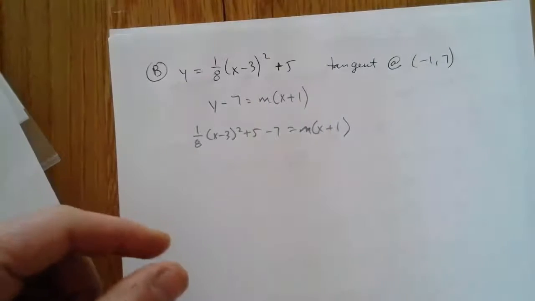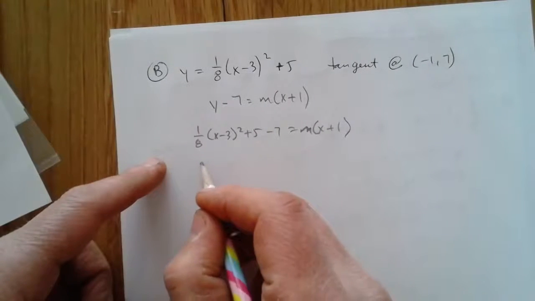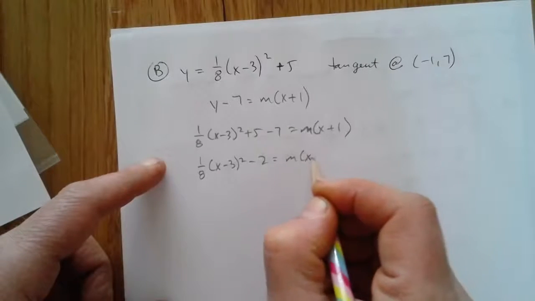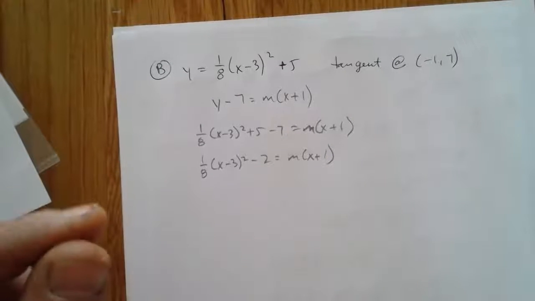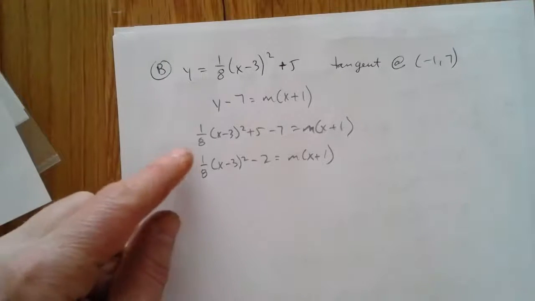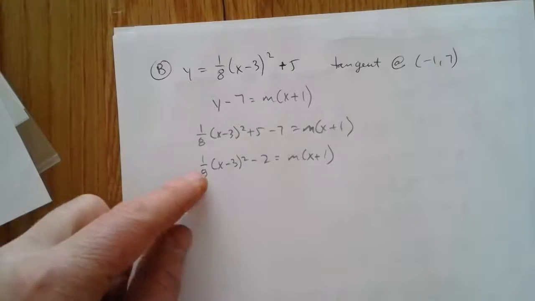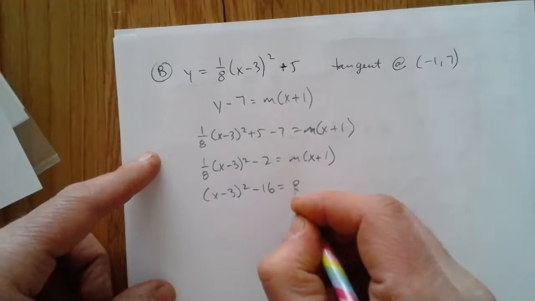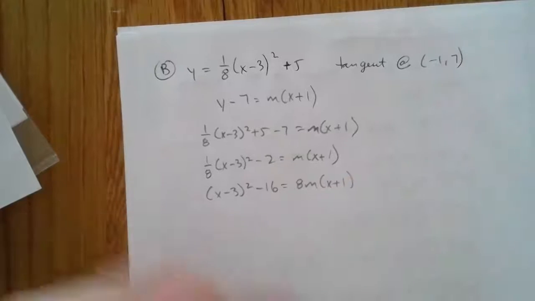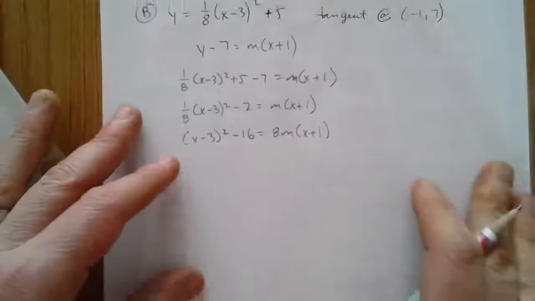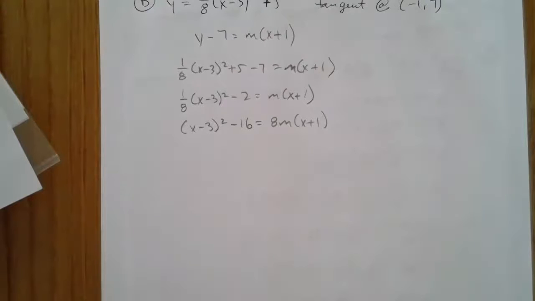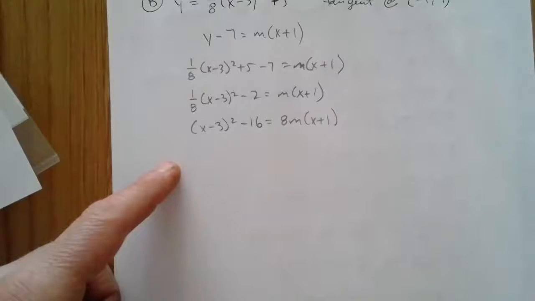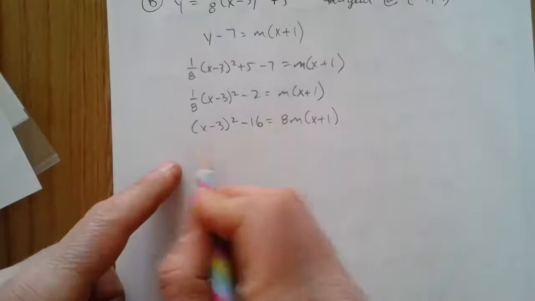So that becomes 1/8 (x minus 3) squared minus 2 equals m(x plus 1). At this point, I'll probably just scale everything by 8 to get rid of that fraction. Remember we're going to be looking to factor this later, so basically this is going to come over here. But let's try to make this look a little nicer first.